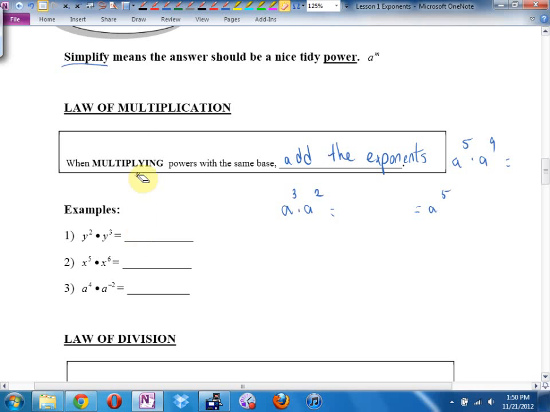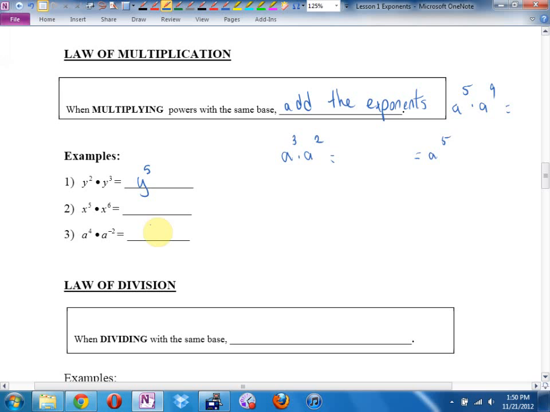So, speaking of, Garrett, my friend, what's the answer to 1? That's battleship. Y to the 5th. Boy, you're lucky I wasn't your Math 9 teacher. I would have beaten this out of you last year. What's the answer to number 2? X to the 11th.